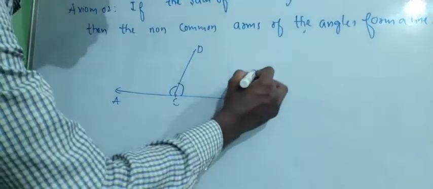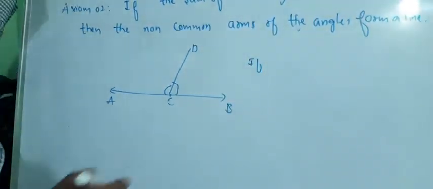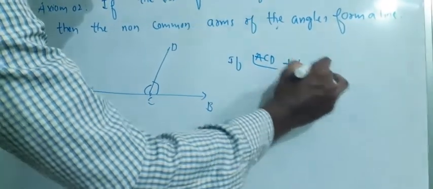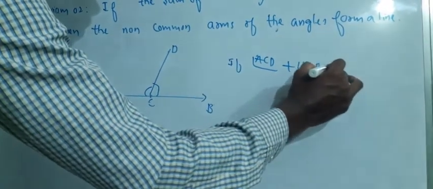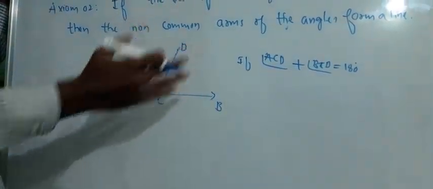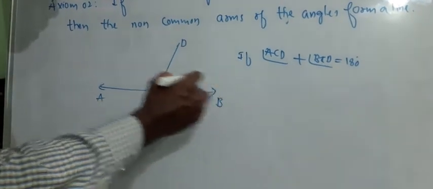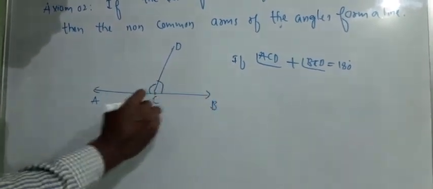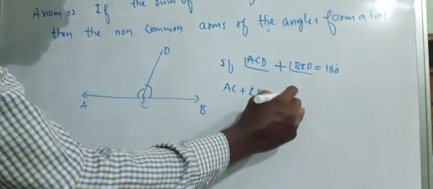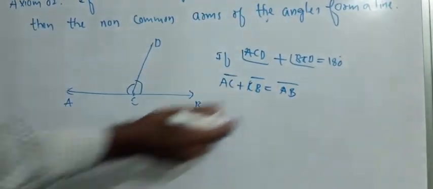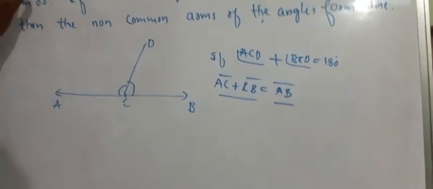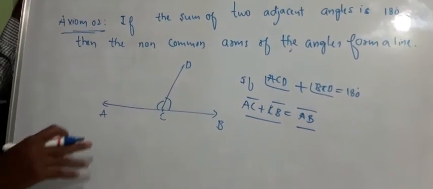That is, if angle ACD plus angle BCD is equal to 180 degrees, that is, the sum of two adjacent angles is equal to 180 degrees, then the two non-common arms, AC plus CB, are equal to AB. So these two non-common arms will form a line. That is the meaning of axiom 2.